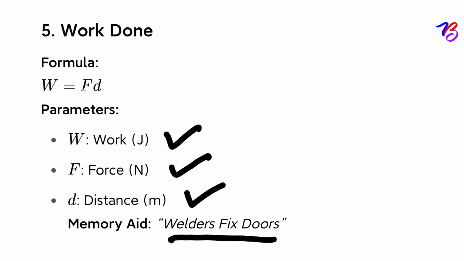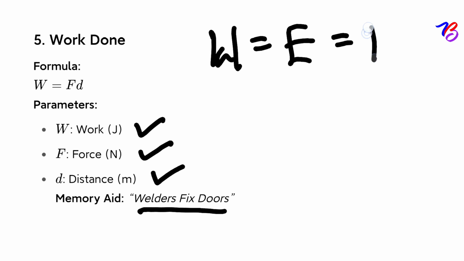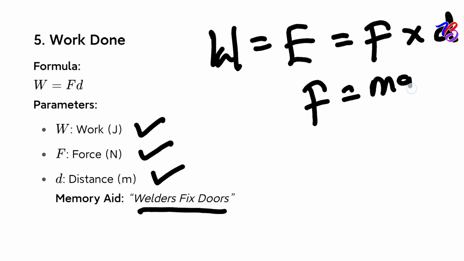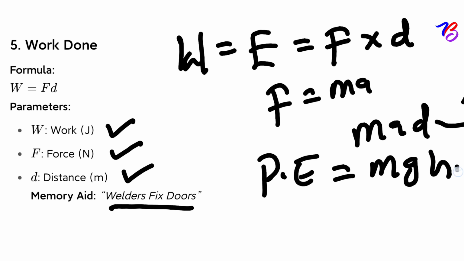Now, if you are able to memorize this formula, you should also know that work is the same thing as energy, right? And if that is the case, this is equal to force multiplied by distance. And also remember that F is equal to ma. If you substitute into this, then you have MAD, that is mass multiplied by acceleration multiplied by distance. This can be converted into gravitational potential energy, which will give you mgh. It is gotten from here. I hope you are following.